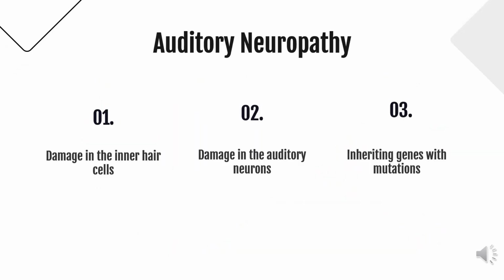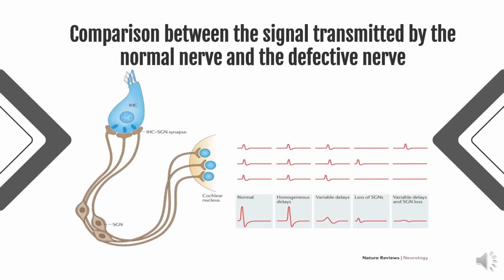In some cases, all or part of the hearing may be lost, even though the inner ear has successfully detected sound. This is called neuropathy, and there are several causes. Firstly, damage in the inner ear hair cells that are responsible for stimulating the auditory nerve, or damage in the auditory nerve itself, and sometimes having genetic mutations. Now, to compare the signal transmitted by a normal nerve and a defective nerve, note this figure. In the second sketch, the neuropathy caused a delay in signals, but in the last sketch, there is signal loss from some nerves.